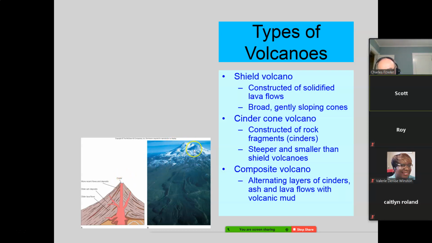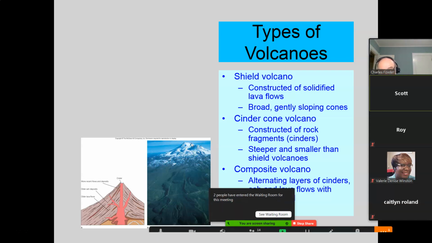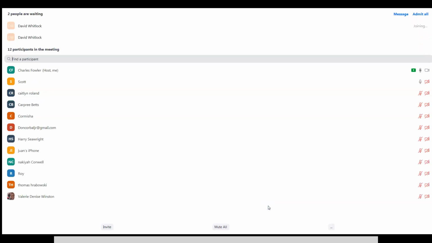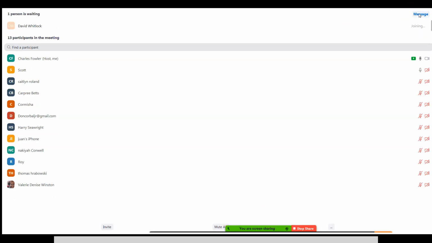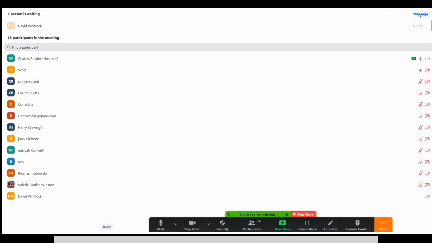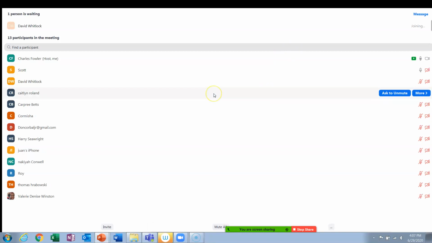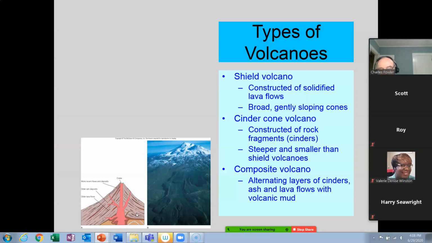This crater here looks like it's on the side, like maybe it happened with, whoops, two more people waiting. Who are they? Oh, David twice. Okay, I'll admit him twice. He's two people. I did once. Okay. Now, I don't know why. Last time I did this and it quit. It's not doing it now. There we go.